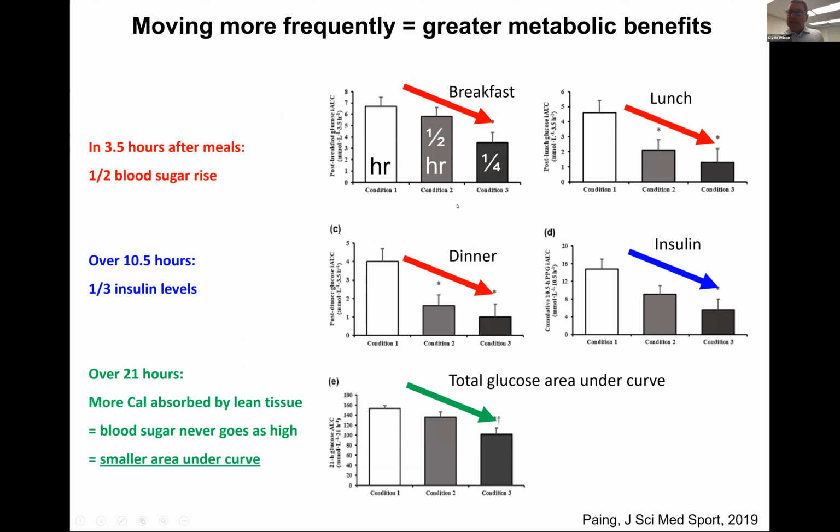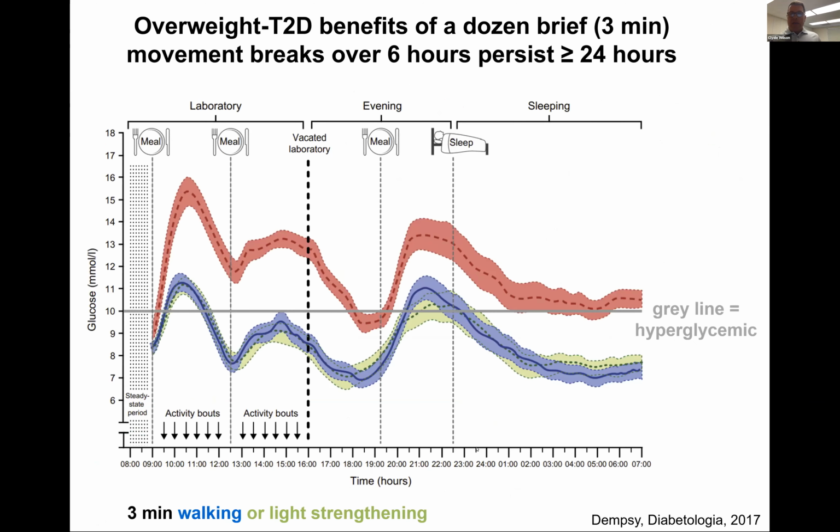In human diabetics, if you move or walk for a minute or two every quarter of an hour, as opposed to every half hour, as opposed to every hour, you get successive improvements in stabilizing your blood sugar, lowering your blood sugar after breakfast, lunch, and dinner, with a reduction in overall insulin throughout the day, and a reduction in total glucose area under the curve over the course of roughly your 24 hours.